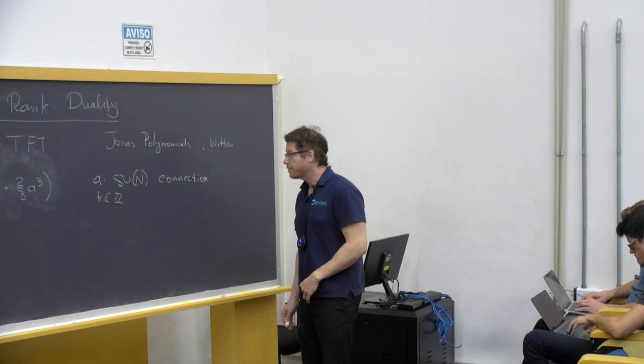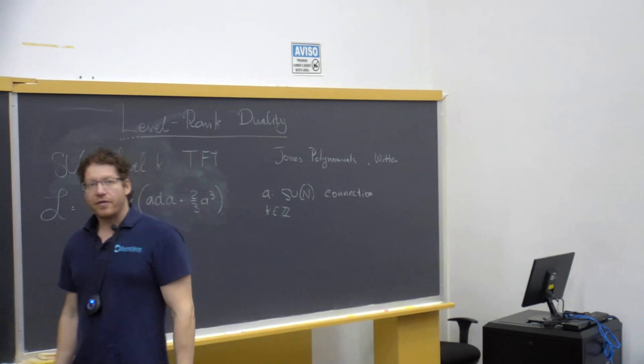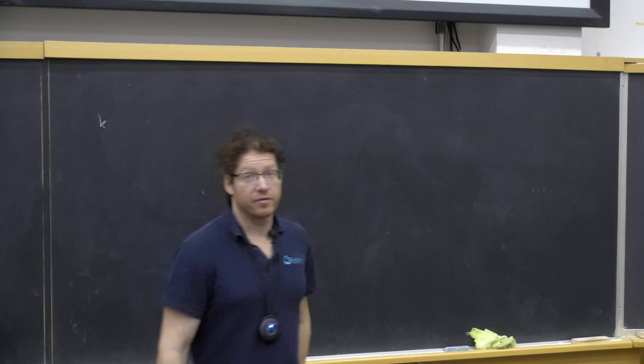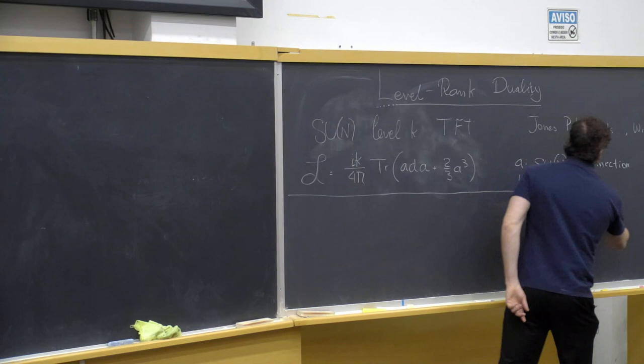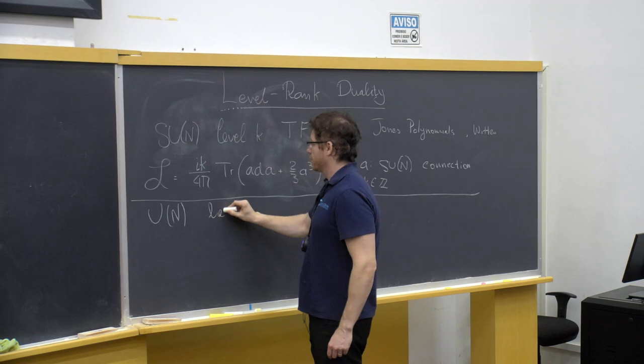Okay. So this is one class of non-abelian topological field theories. And the number of anyons in this theory is some binomial coefficient. So there is a large number of anyons for generic N and K. So this is one model, one topological field theory. Another topological field theory is U(N) level K topological field theory.